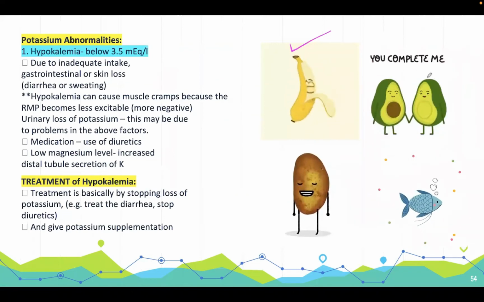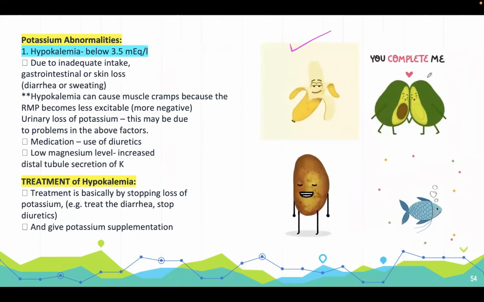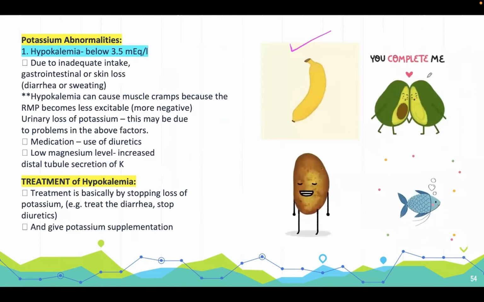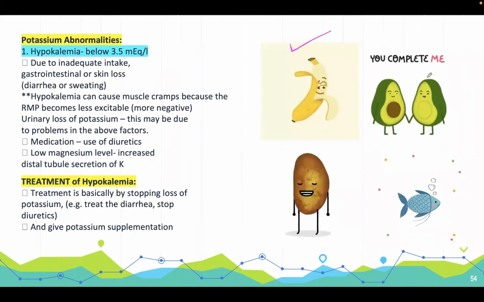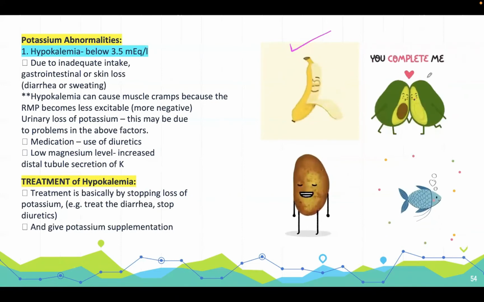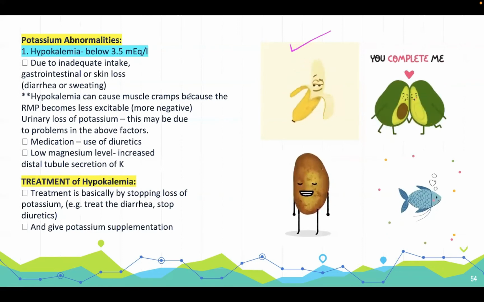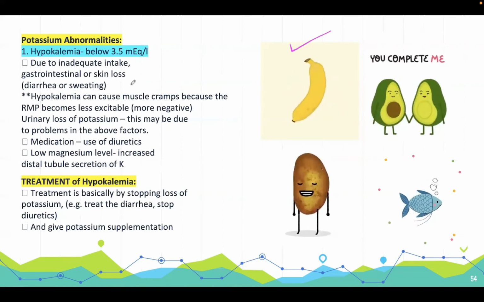We have the hypokalemia. It is below 3.5. It is due to the inadequate intake, pag wala kang masyadong kinakain na wala sa diet mo masyado yung potassium, or yung mga gastrointestinal or skin loss. This is because due to diarrhea or sweating. Kaya yung mga nagda-diarrhea patient natin, mas prone po sila sa dehydration.